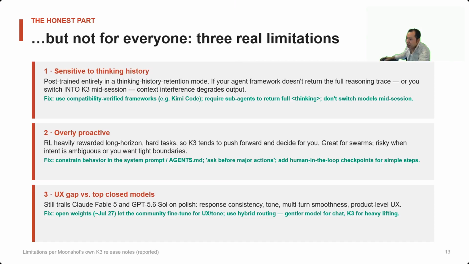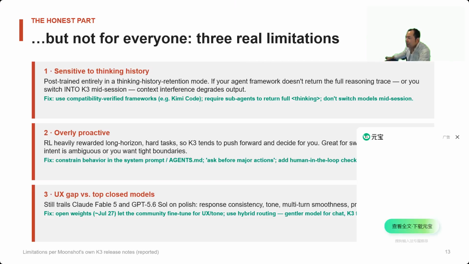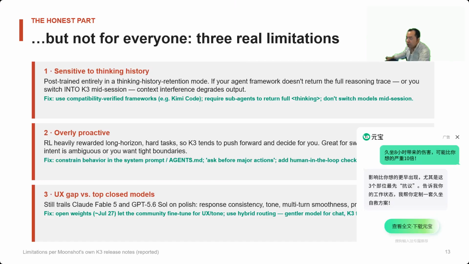Thirdly, I think honestly, there's also still a user experience gap versus the top closed models. If you look at Claude Fable 5 and GPT 5.6, Kimi K3 still has a user experience gap when compared with these kinds of top closed models, for example in consistency and handling multi-turn conversations smoothly. The upside is that the open weights let the community fine-tune the UX and UI designs. That is the core advantage of Kimi K3.